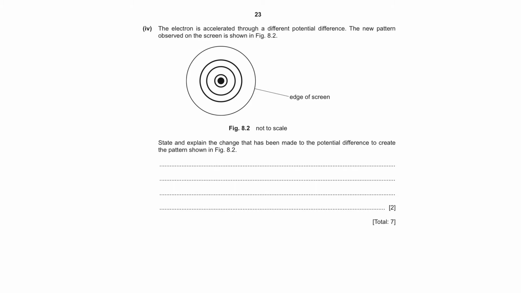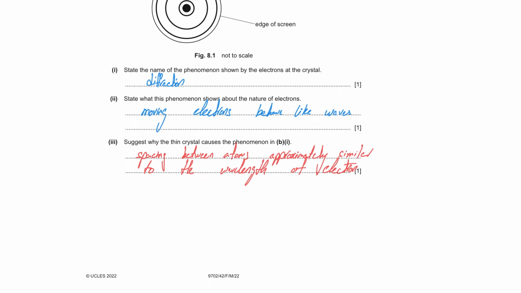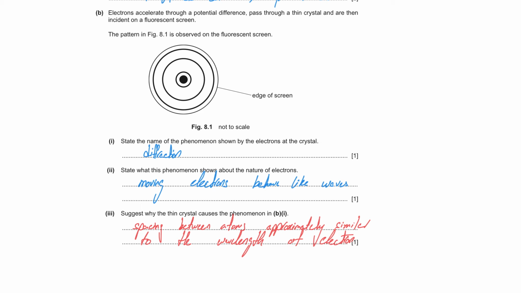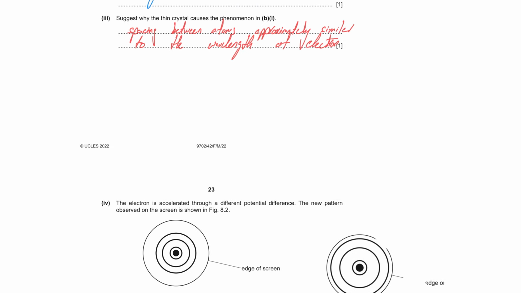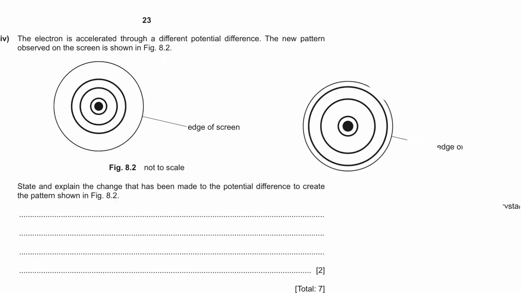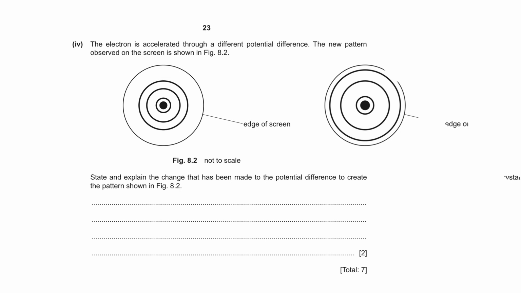State and explain the change that has been made to the potential difference to create the pattern shown in figure 8.2. Now let's compare the pattern that we had earlier and the pattern that we have now. So this here was our original pattern. Let's have it right next to the new pattern. In the new pattern, the rings are closer together. For the older one, they were further apart.